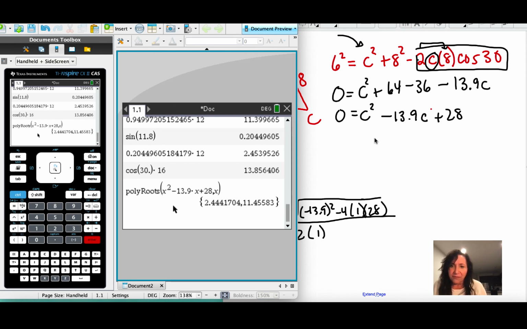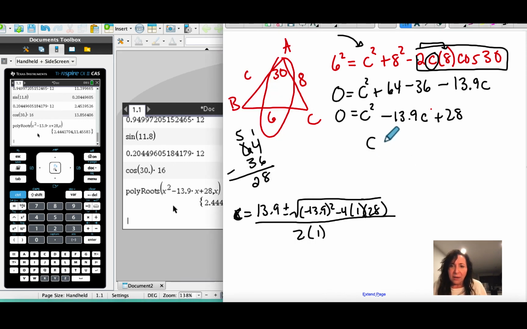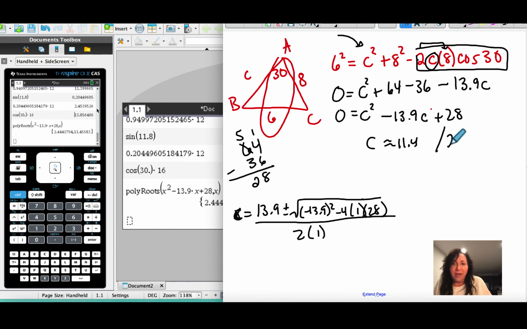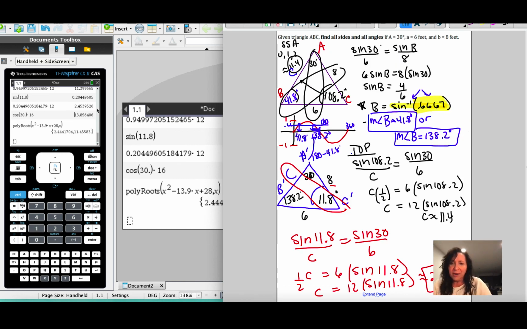For C, we got about 11.4 and 2.4. Oh, and those were our values for C. So that's exactly what we wanted. That's cool, okay? Because remember, when we did this before, we got 11.4 here, and we got 2.4. So we did all of that, and that's kind of cool.